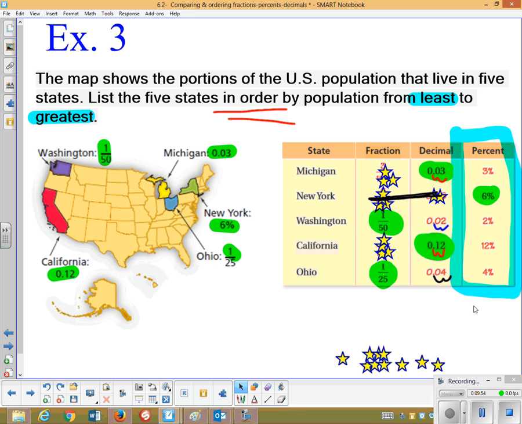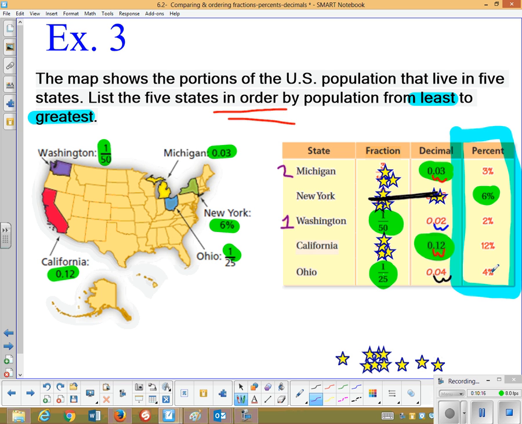Okay, so I'm going to look at everything and now I'm going to compare them because they're all the same. I can put them in order because they're all the same. So since they're all the same, let's go ahead and put it in order. Which one's going to be the least populated state, the state that has the least amount of people? That's going to be the state of Washington. So number 1, it would be Washington, the least, 2%. The next one would be Michigan.